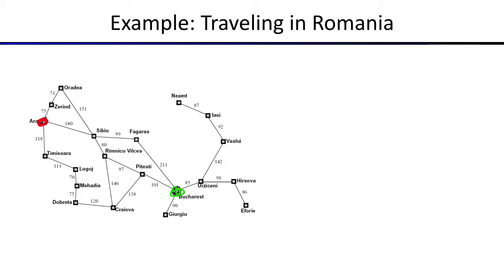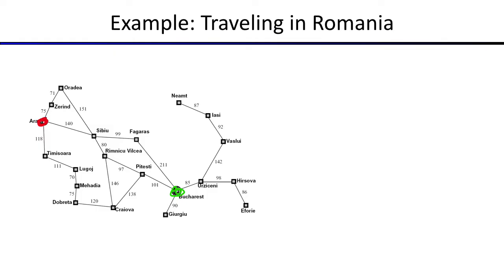Our costs are how long it takes to drive along each road. Not necessarily the same as distance, because it's going to factor in other things like traffic and stoplights, all sorts of things. This is the way mapping software works. These are all the roads and how long it takes to drive along them. Determine the quickest path from Arad to Bucharest.